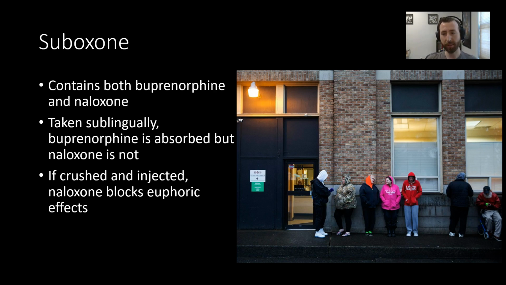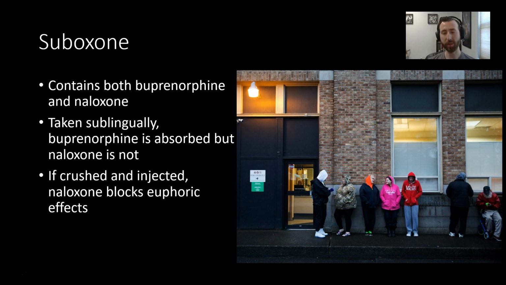Suboxone is another drug that is used for a similar purpose. This contains both buprenorphine and naloxone. And remember, naloxone is the drug that first responders use. It's a competitive antagonist that will outcompete opioids and prevent their effect. So this is typically taken sublingually, so under the tongue, if you remember back to our earliest units on routes of administration. So if it's taken sublingually, buprenorphine will be absorbed, but the naloxone will not.